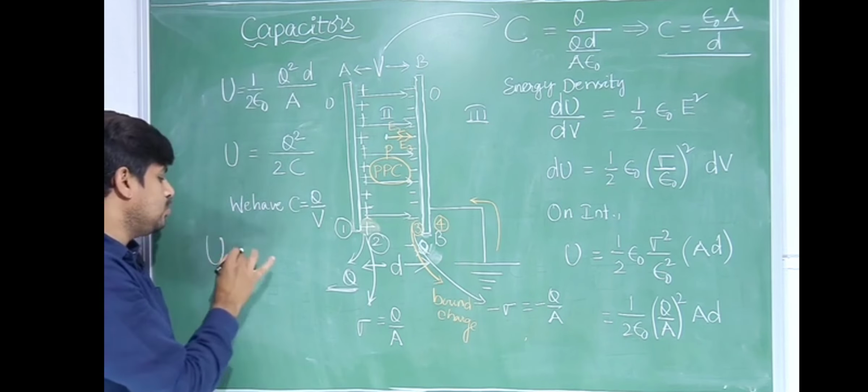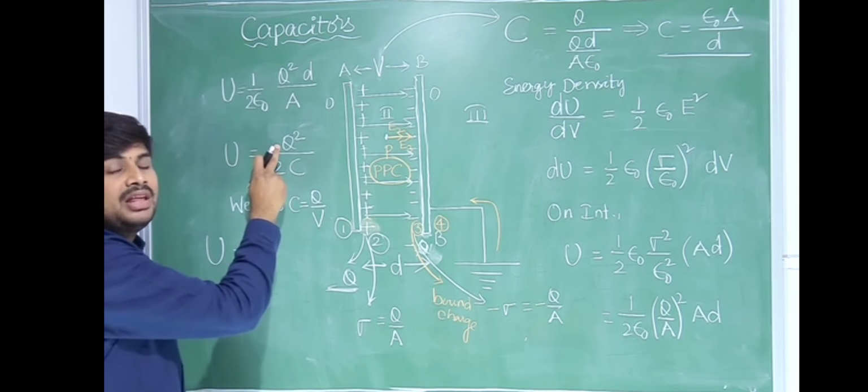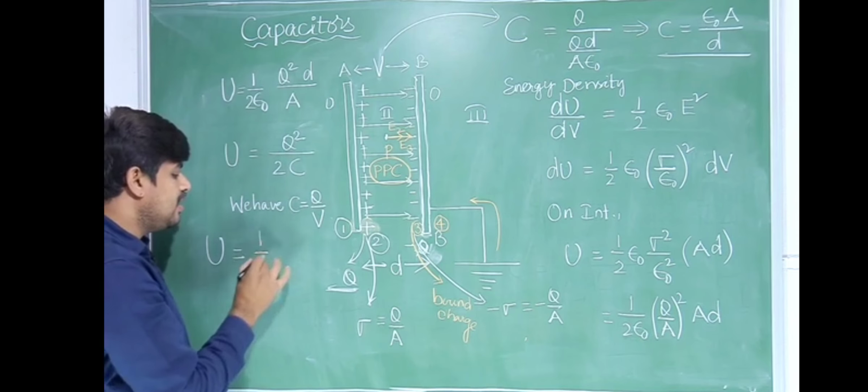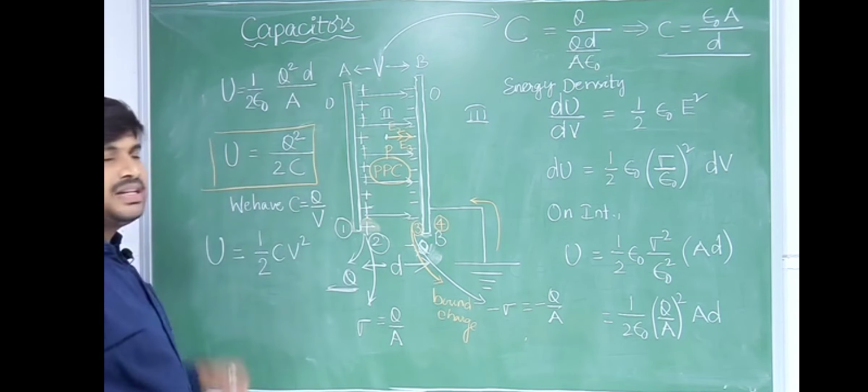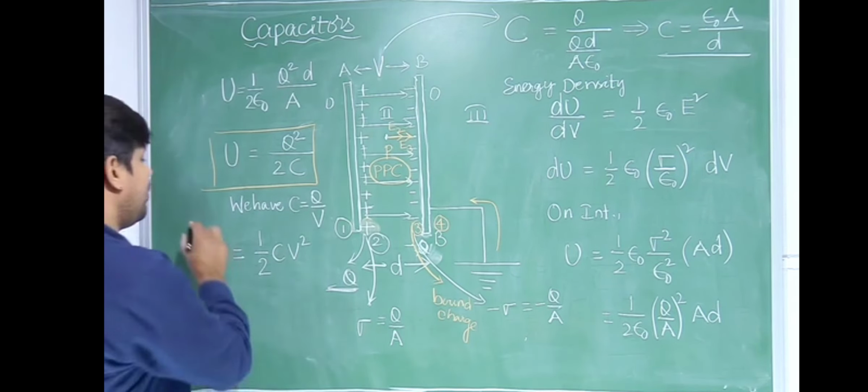So U equals, you can write here CV in place of Q. Then Q square becomes C square V square upon 2C. So what will the formula become? Half CV square. The formula for energy stored between the plates of a parallel plate capacitor, you can write Q square by 2C, or half CV square also you can use.